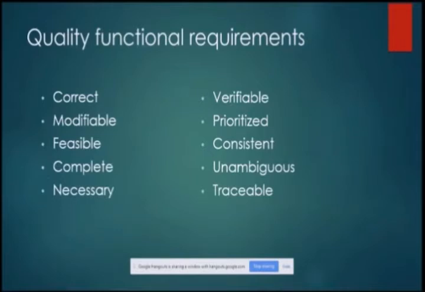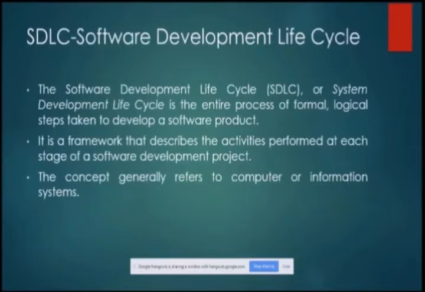The quality of functional requirements, okay, they should be correct, they should be modifiable, they should be feasible, they should be complete, they should be all necessary. Whatever requirements you saw in that document, they should be verifiable, they should be prioritized, what should be done first, the sequence or the order in which they are to be done. They should be consistent, there should be no inconsistency during the preparation of these documents. Unambiguous, and traceable. These are the quality requirements of FRD, the salient features of FRD we should look at when preparing the functional requirement document.